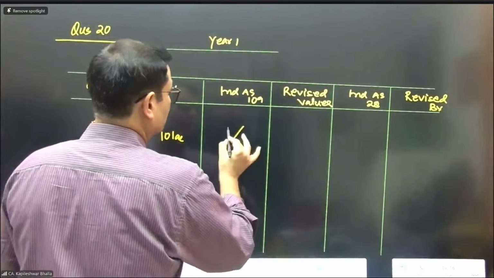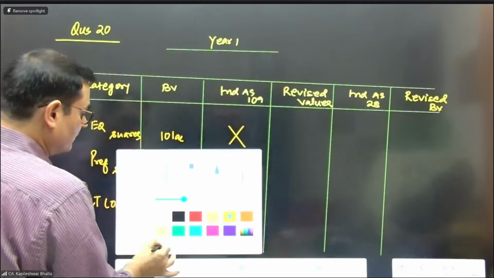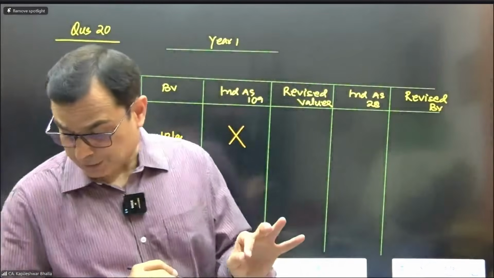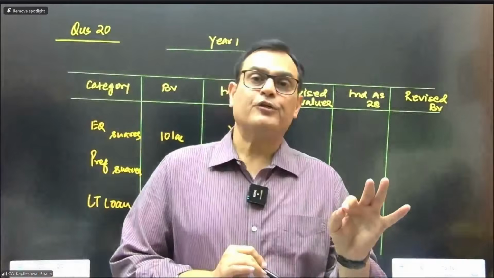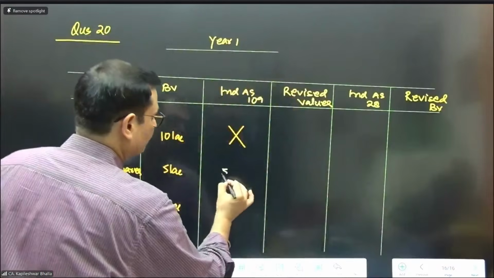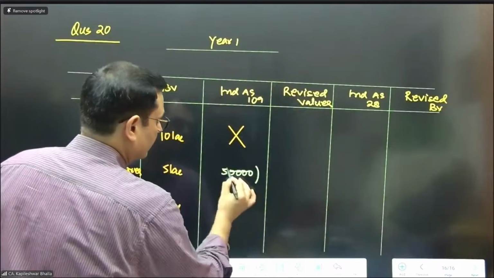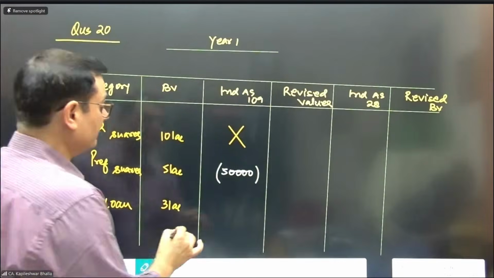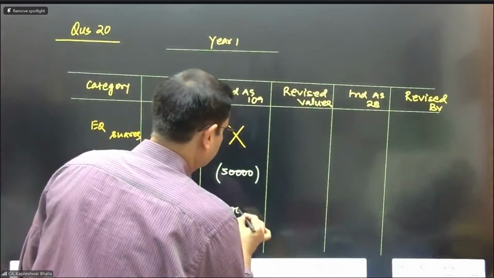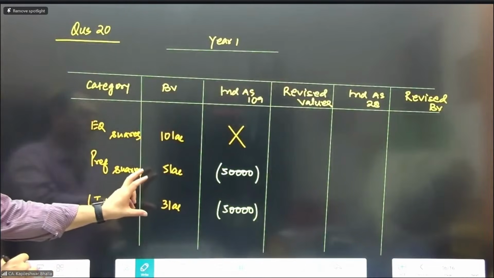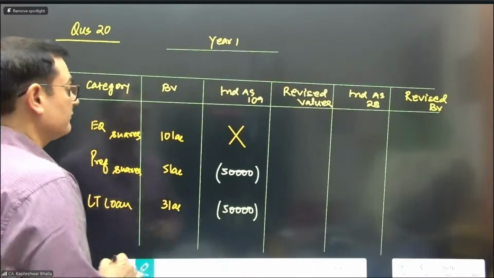So no application of 109 to this. We just go on to the preference share. Now, as per the instructions in year one, there has been a fair value decline of 50,000. So a decline of 50,000. And we are also given for the long-term loan that there is an impairment of 50. So we take care of the fair value decline and the impairment loss for these two investments as per 109.